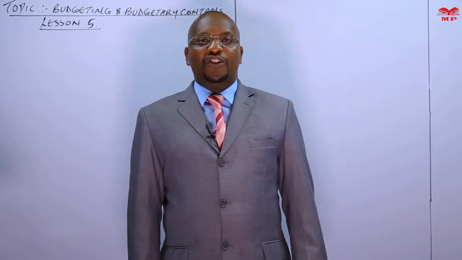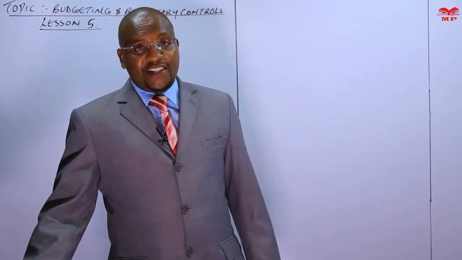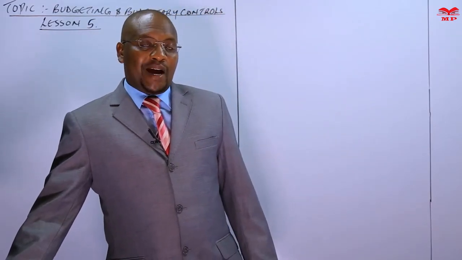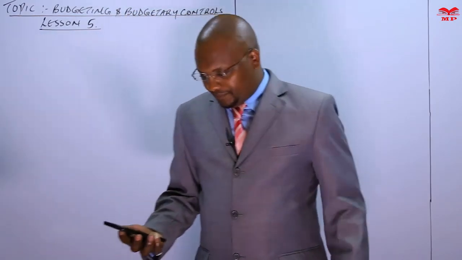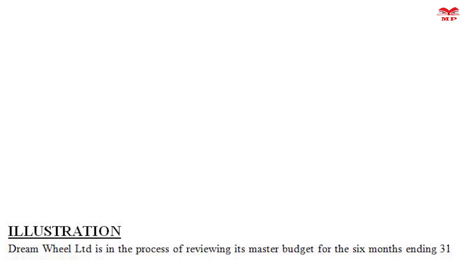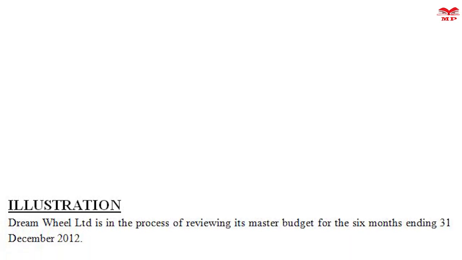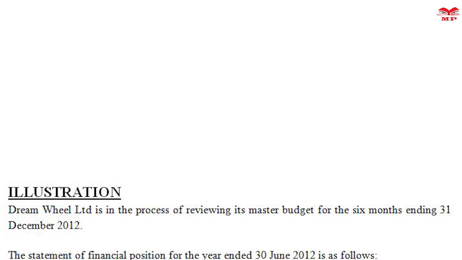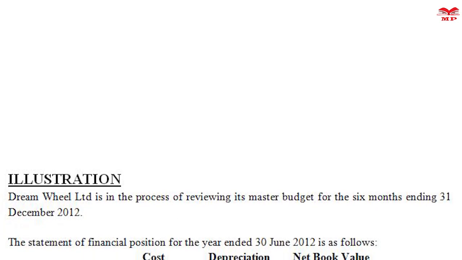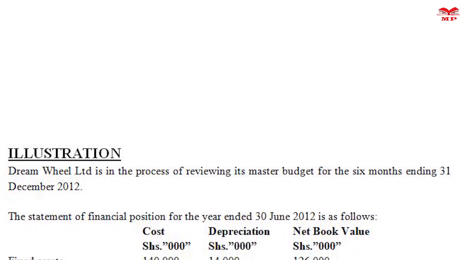Lesson 5 will feature the master budget. So the master budget will have what you call functional budgets as well as the income statement and balance sheet. Now the question reads, Dreamwheel Limited is in the process of reviewing its master budget for the 6 months ending 31st of December 2012. The statement of financial position for the year ended 30th of June 2012 is as follows.